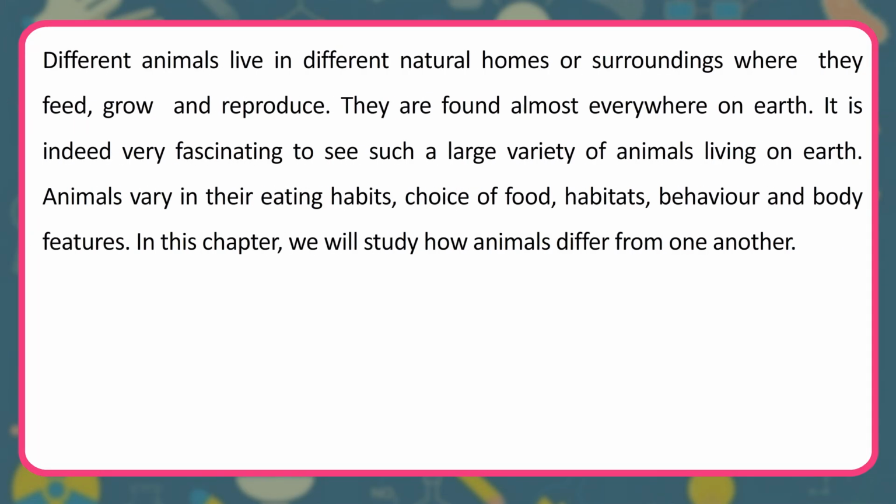Different animals live in different natural homes or surroundings where they feed, grow and reproduce. They are found almost everywhere on Earth. It is indeed very fascinating to see such a large variety of animals living on Earth. Animals vary in their eating habits, choice of food, habitats, behavior and body features. In this chapter, we will study how animals differ from one another.